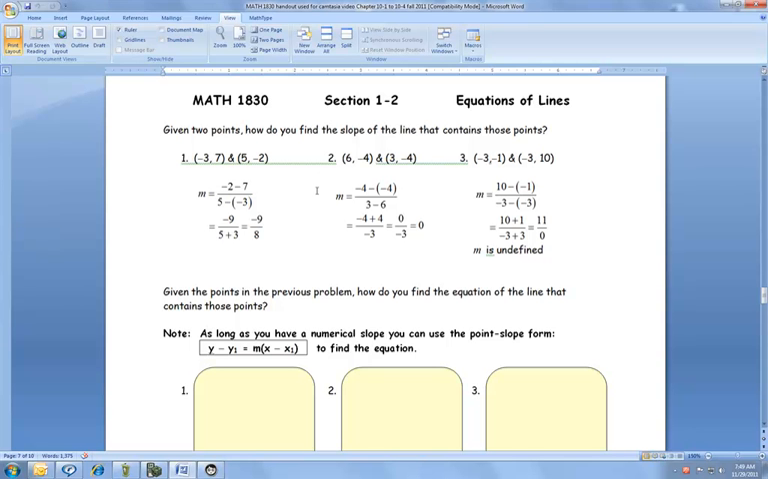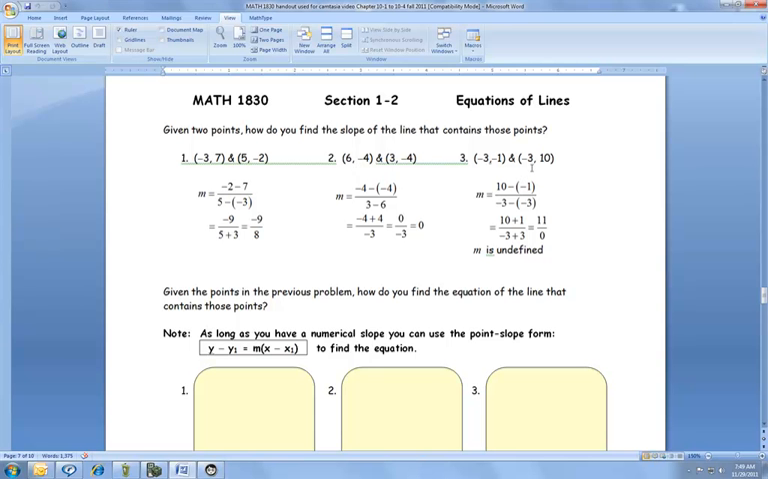That's always the first bit of information you need to have, the slope of the line that you're trying to find. So if you recall your slope formula, it's difference of y's over difference of x's. I did this problem and I got negative 9/8. This one, if you'll notice, my y values are the same, so I have a slope of 0. This is also a horizontal line. If you plot those points and connect, you'll see that.